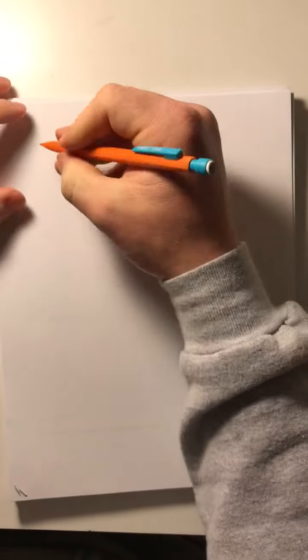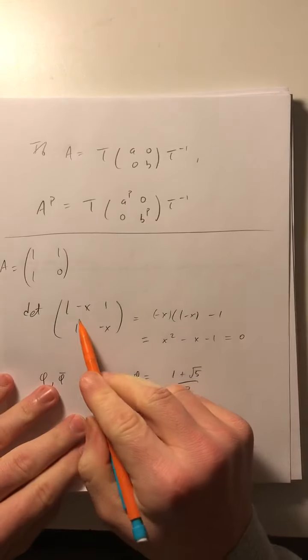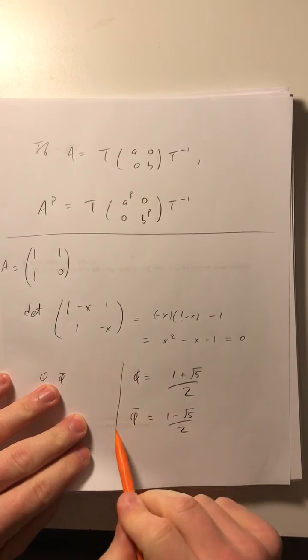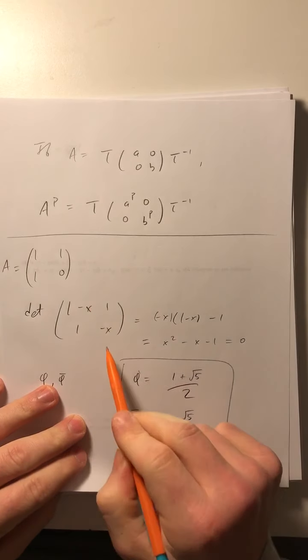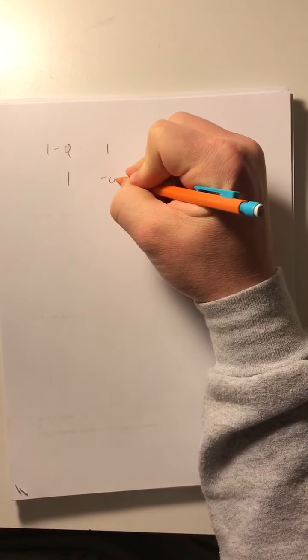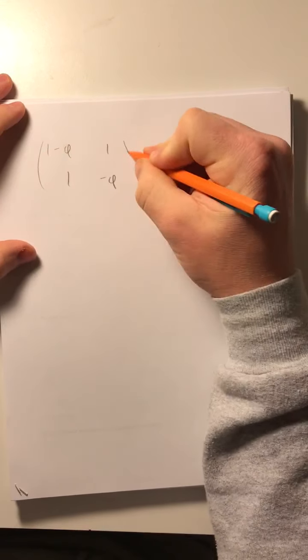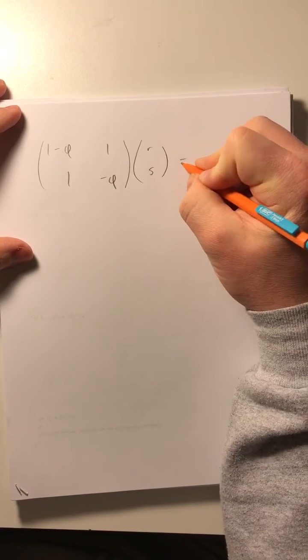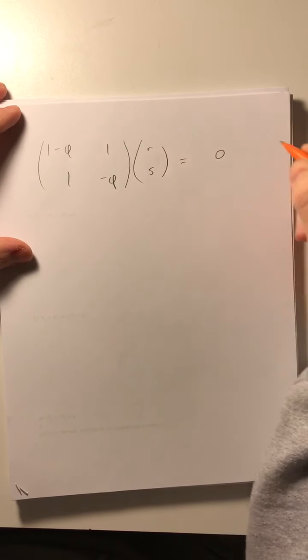So what I'm going to do is take A and do 1 minus phi. Before, I subtracted x and found these two x values. Now I'm actually going to plug those in for x. So I plug in 1 minus phi, 1, 1, negative phi. And I'm going to put some numbers over here, r and s, and I want this to end up being 0.